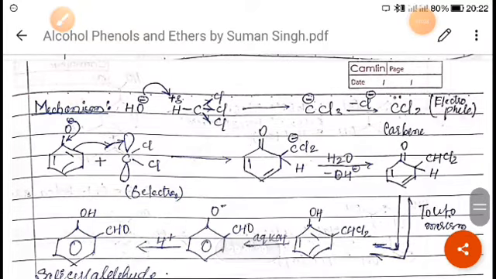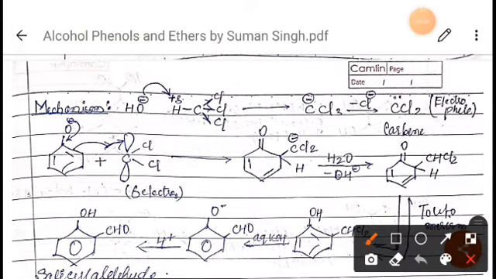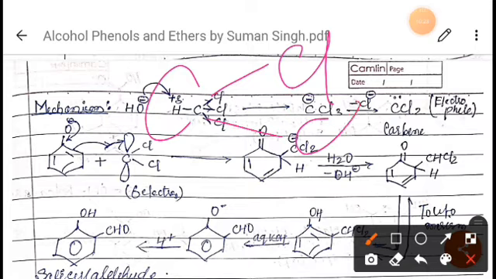So in the first, what is happening here? You see this is CHCl3, right? So in CHCl3, this chlorine and this chlorine, let me write here so that you will understand clearly. Suppose we are taking CHCl here, Cl here and Cl here. So these three are what?